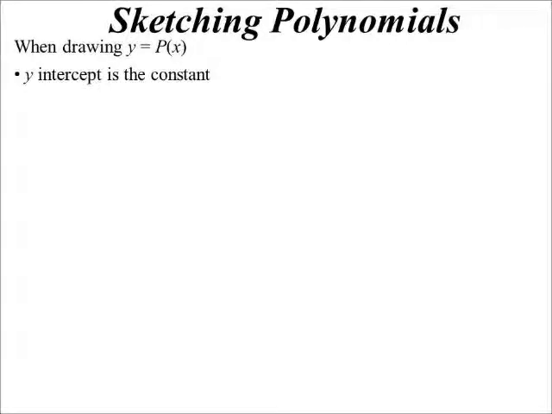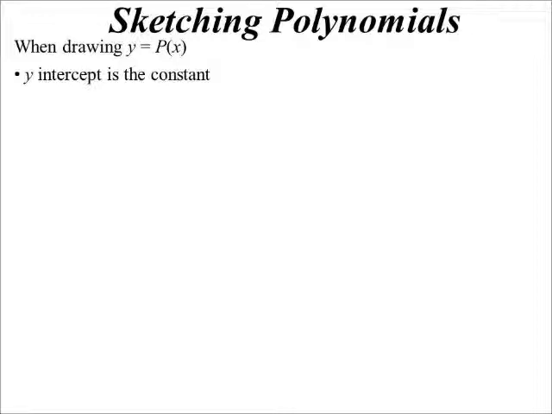Let's have a recap on the basic ideas of sketching polynomials. You remember we did look at this earlier in the year when we were looking at functions in general. But when we're drawing a polynomial, the y-intercept is the constant, just like the linear function y equals mx plus b. b was the constant, and it was the y-intercept. In the quadratic, ax squared plus bx plus c, c was the y-intercept.